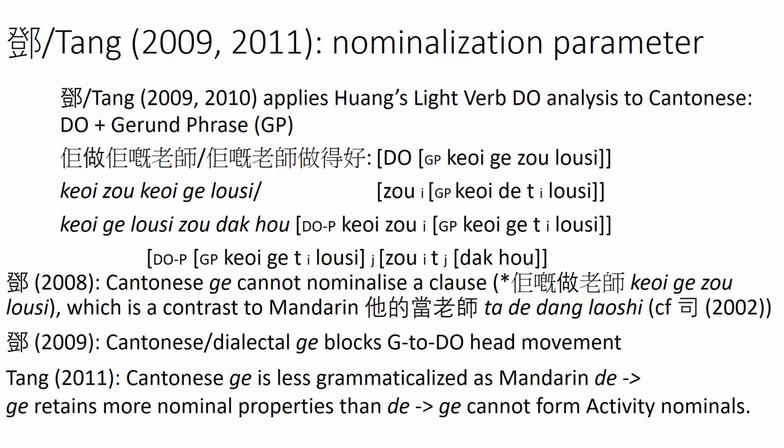Lastly, in a slightly later paper, Tang, in a chapter written in English, argues that Cantonese is less grammaticalized than Mandarin de. It's more nominal than Mandarin de, and so Cantonese can only select concrete nouns rather than abstract activity nominals. Right, so these are his various reasons for accounting for the micro variation between Mandarin and Cantonese. The fact is that in Cantonese it's not possible to use activity nominals in subject position, as we established.